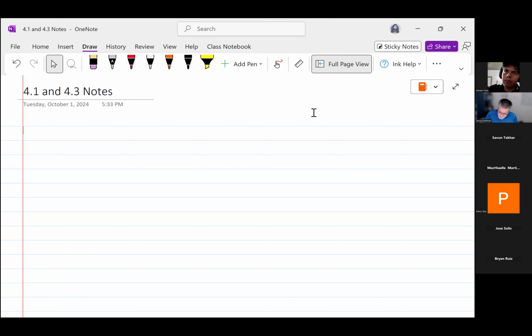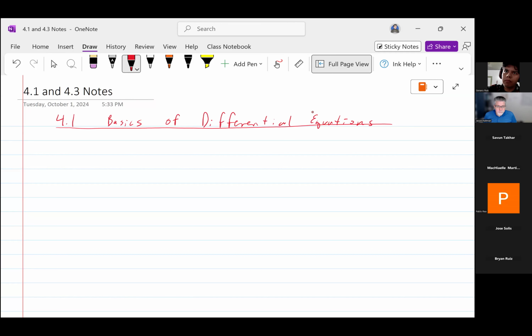Okay, let's cover section 4.1. Section 4.1 is on the basics of differential equations. Okay, the basics of differential equations. Okay, let's throw up a definition.